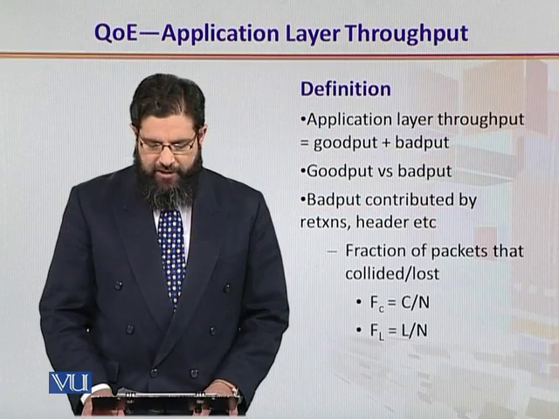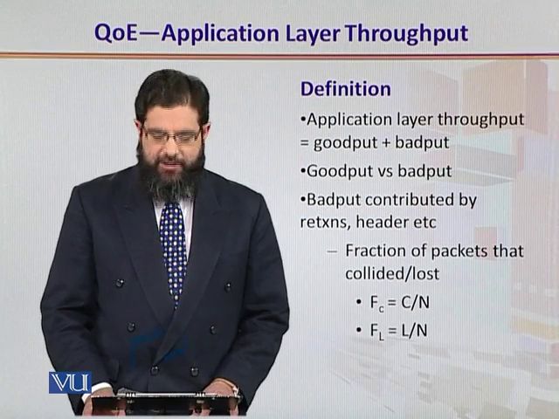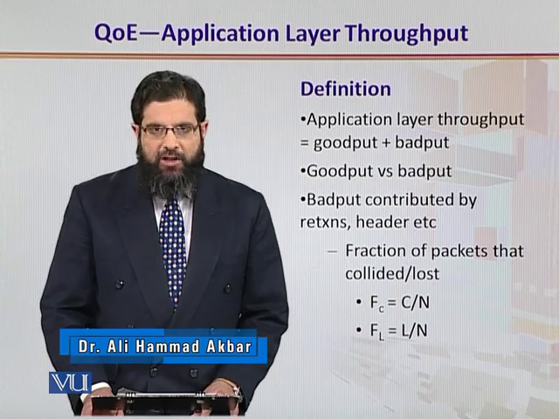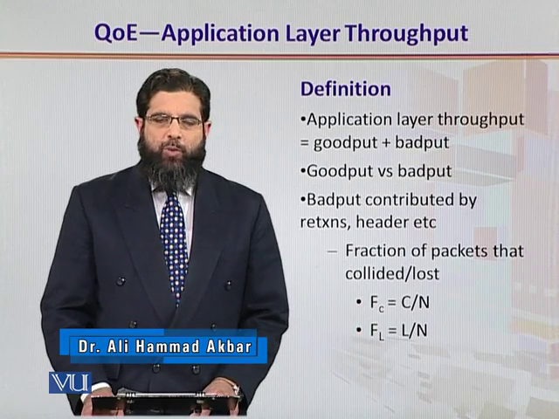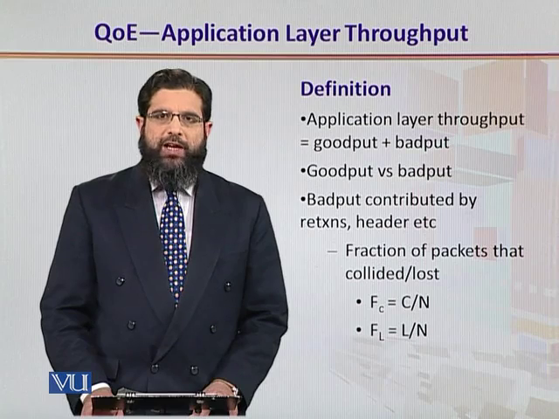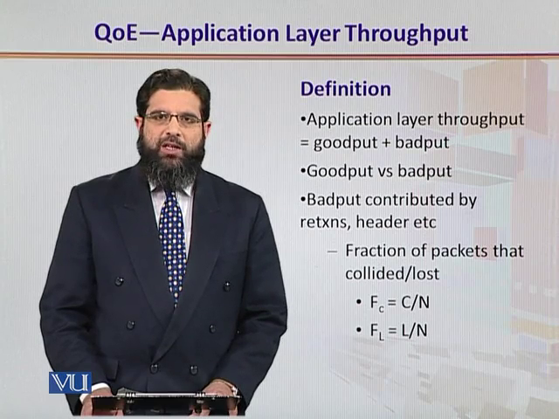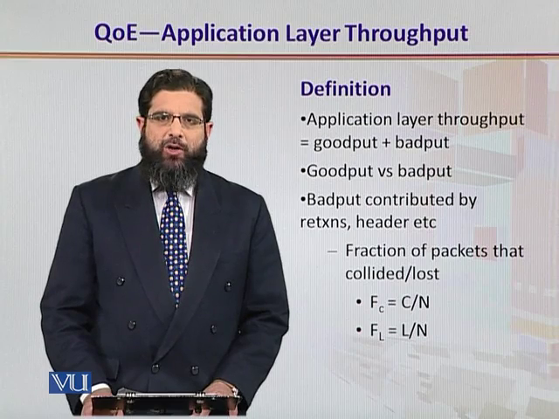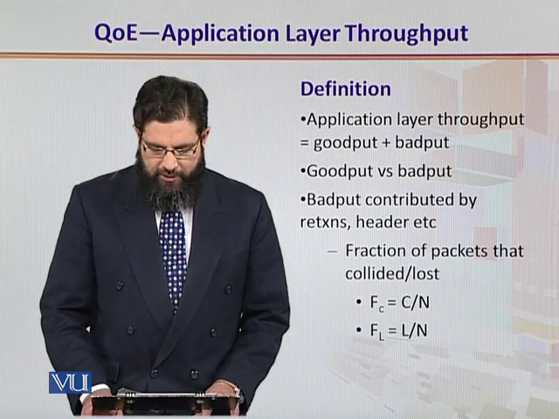Formally speaking, application layer throughput comprises two parts, the good put and the bad put. What is good put and what is bad put? Good put is actually the useful data of the total transmissions that is received successfully at the receiver end. The bad put contributes the overall packets and the retransmissions and the redundancy which is part of the overall transmission.